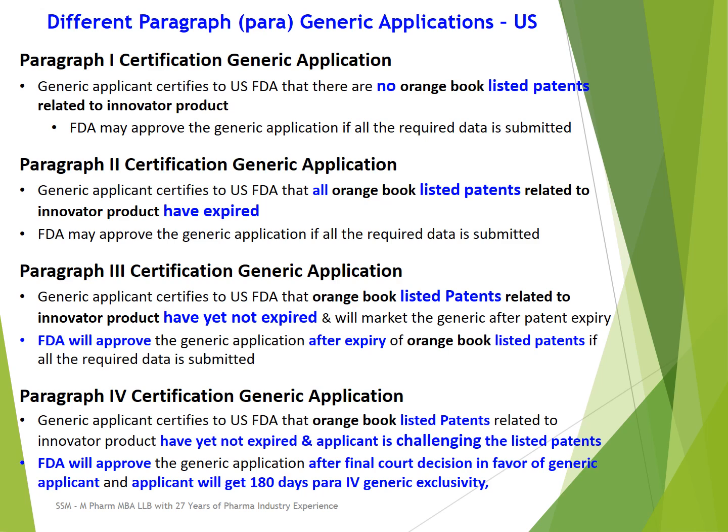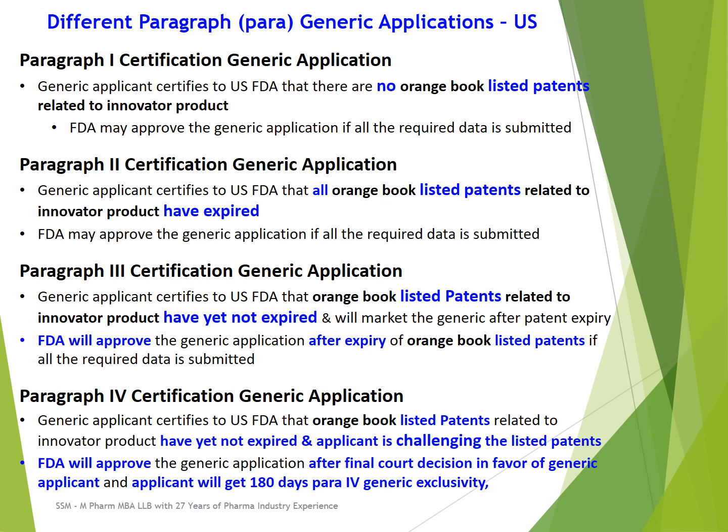Next is the Para 3 certification generic application, in which the generic applicant certifies to FDA that Orange Book listed patents related to the innovator product have not yet expired, but he will market the generic product after expiry of those listed patents. In that case, FDA will approve the generic application after expiry of those listed patents related to the innovator product, if all the required data is submitted by the generic applicant.